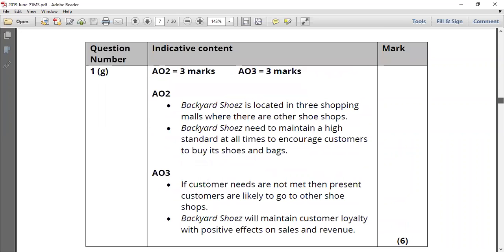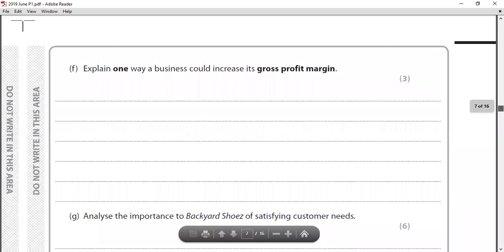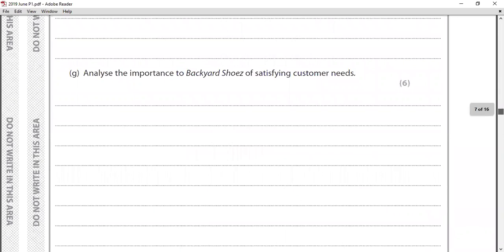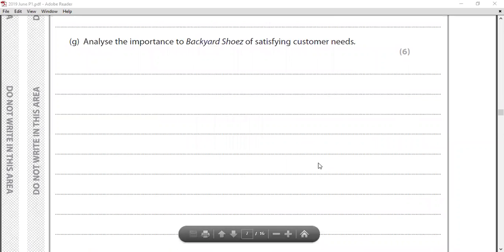Question 1G. The 6-mark question, the mark breakdown they have given: AO2, application 3 marks, analysis 3 marks. The question is: analyze the importance of Backyard Shoes satisfying customer needs. Analyze the importance of Backyard Shoes of satisfying customer needs, 6 marks.